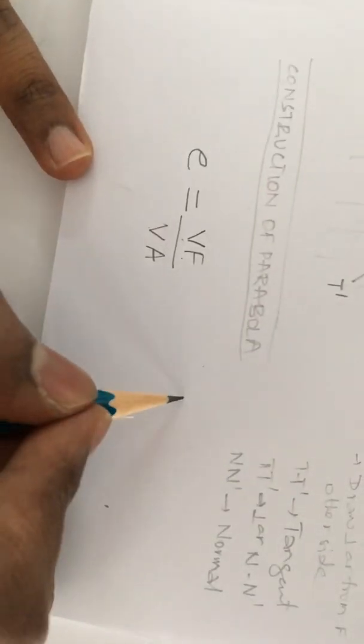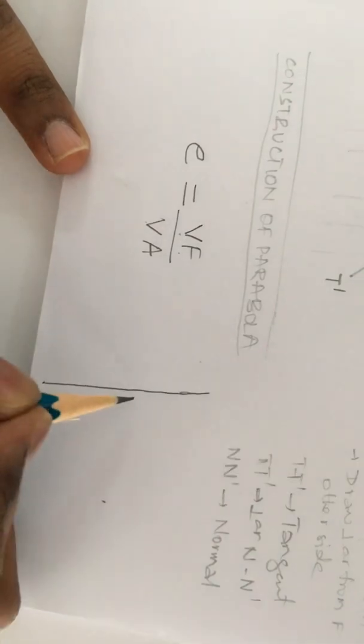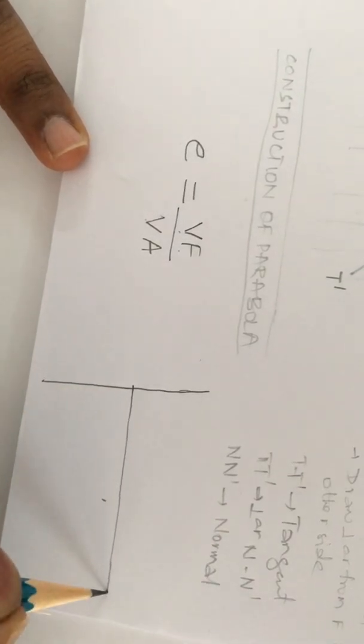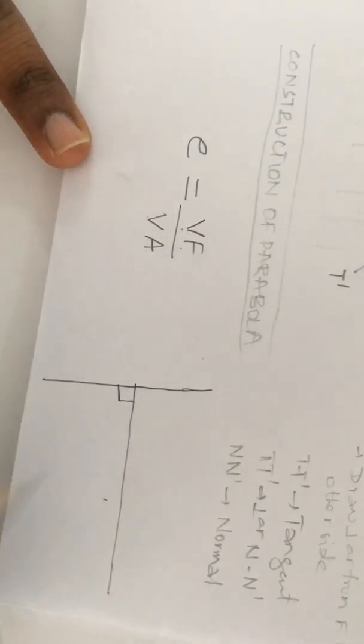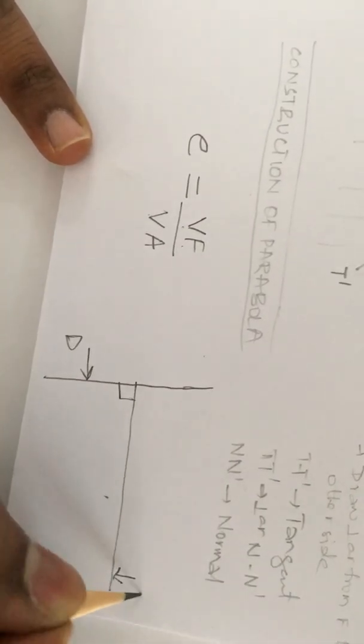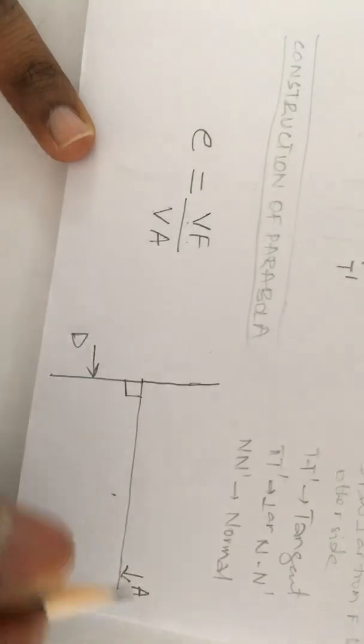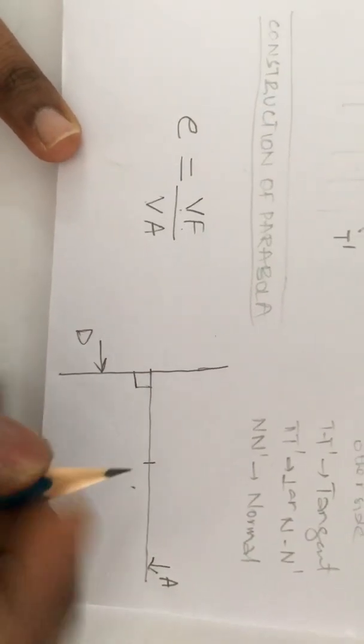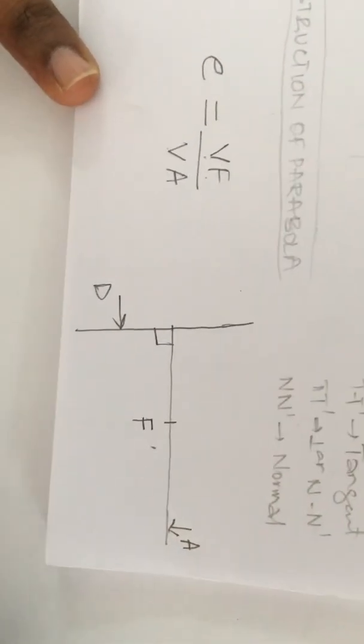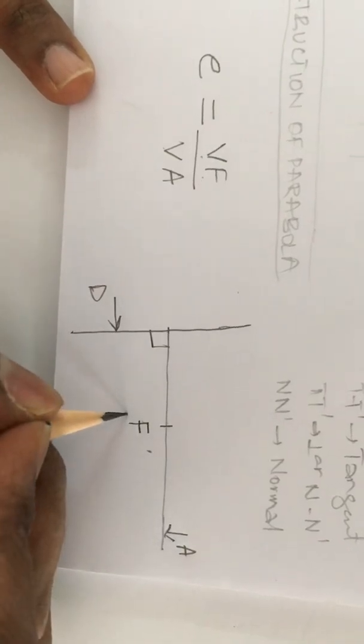For example, I have a fixed straight line, and a line perpendicular to it, passing through it, is called the axis. This line is called the directrix and this line is called the axis. Along the axis we fix the point focus, that is F. This is otherwise called the fixed point.